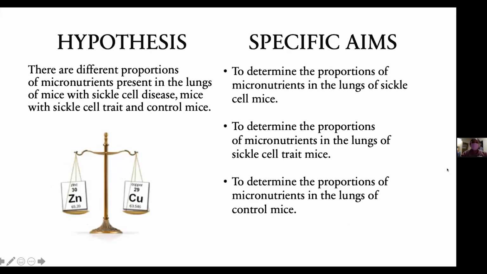We hypothesized that there would be different proportions of micronutrients present in the lungs of mice with sickle cell disease, sickle cell trait, and control. Our specific aims were to determine the proportions of micronutrients in the lung of sickle cell, trait, and control mice.